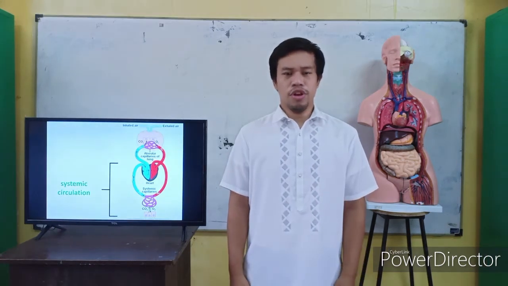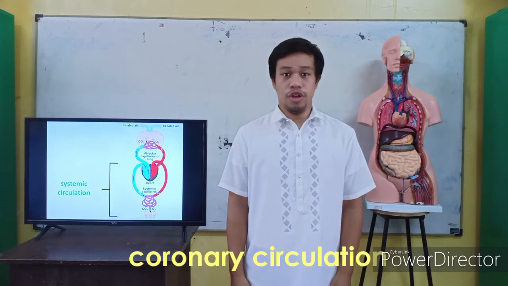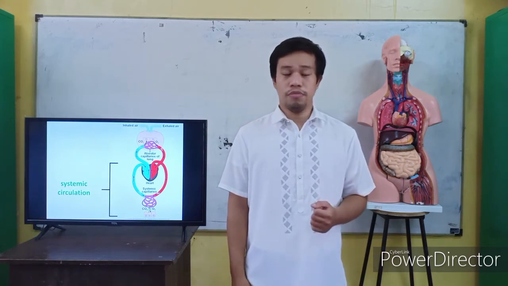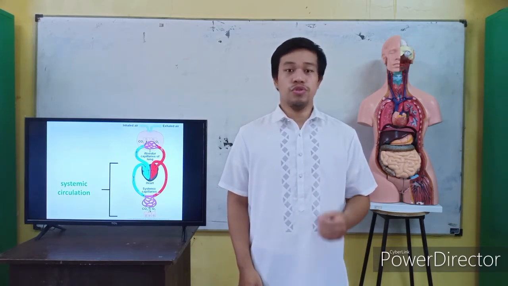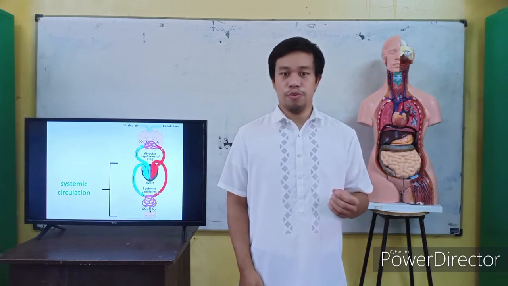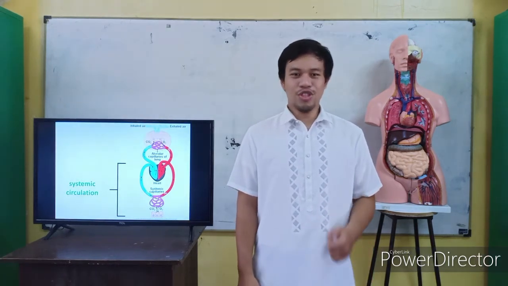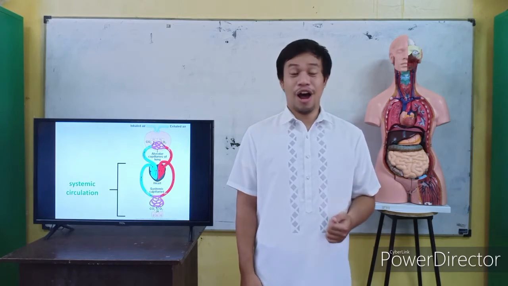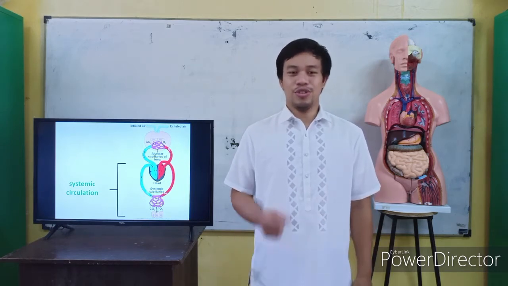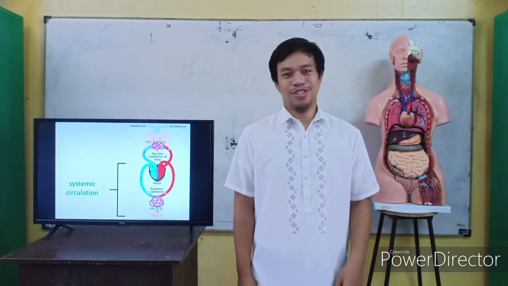The systemic circulation also includes the coronary circulation, which supplies blood to our heart. These two types of circulation work together to provide the necessary transport and exchange of materials within our body. Now at this point, you should be ready to learn deeper how these two types of circulation work. So let's get ready and pump our way through this lesson.